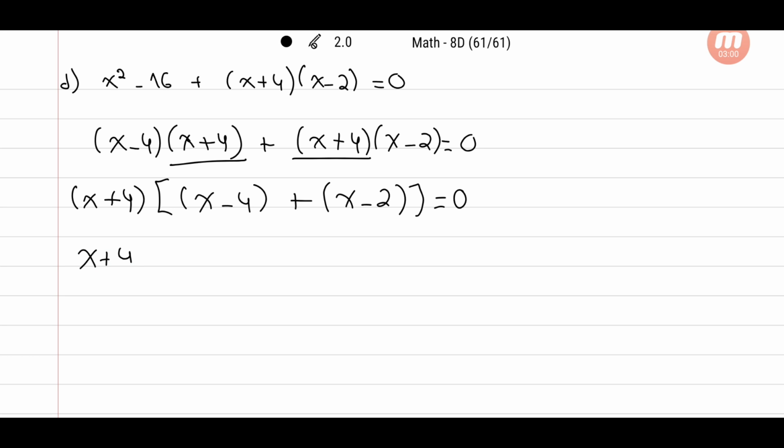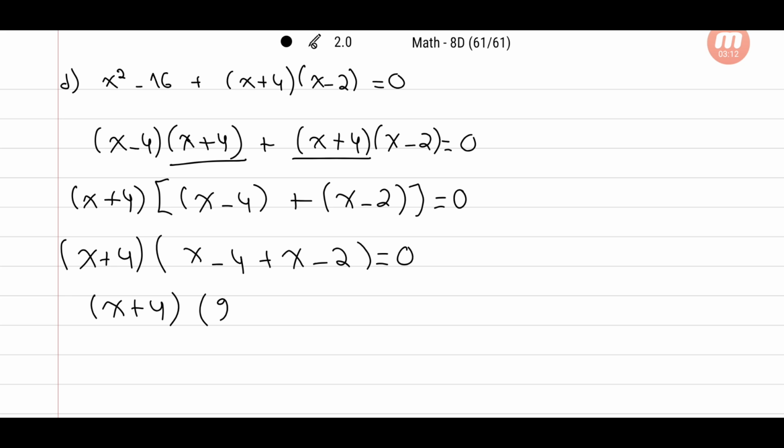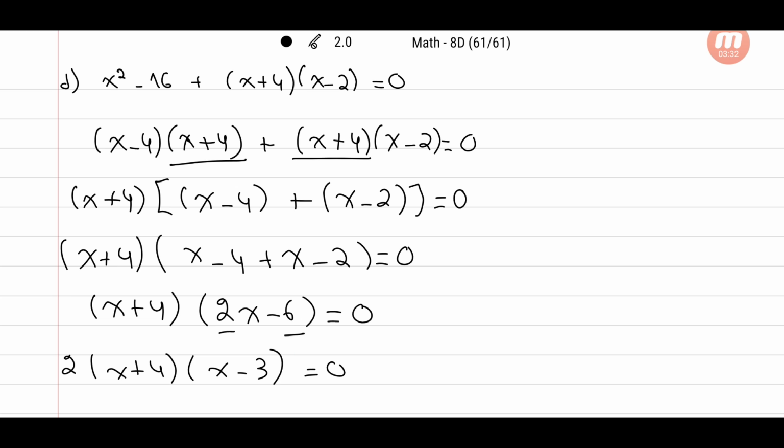Now expand inside the brackets, x − 4 + x − 2 equal to 0. It is (x + 4), x + x is 2x, −4 − 2 is −6, equal to 0. I'm not done factorizing. I have 2 as a common factor here. So it is (x + 4), I take 2 as a common factor in the beginning. (x + 4), now 2x divided by 2 is x, −6 divided by 2 is −3, equal to 0.